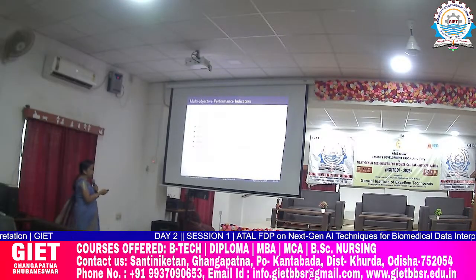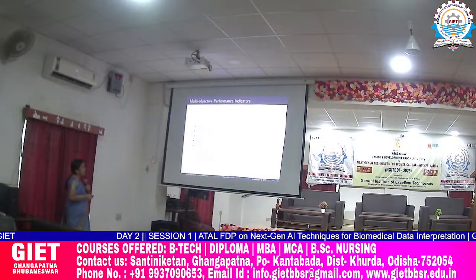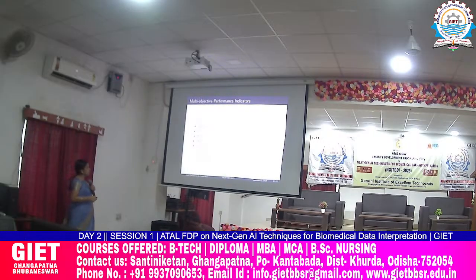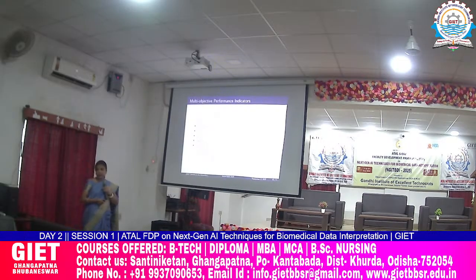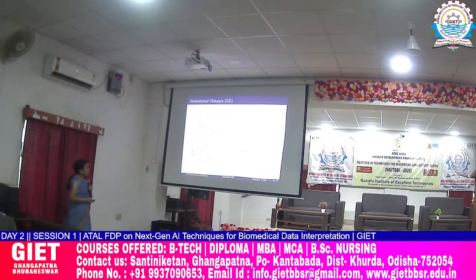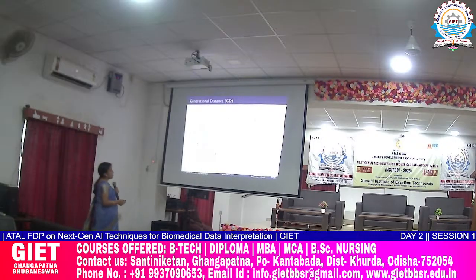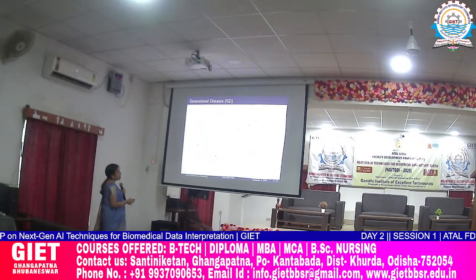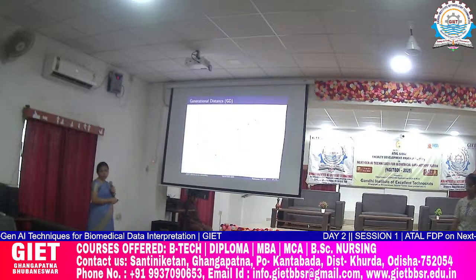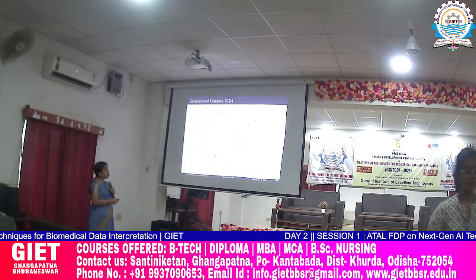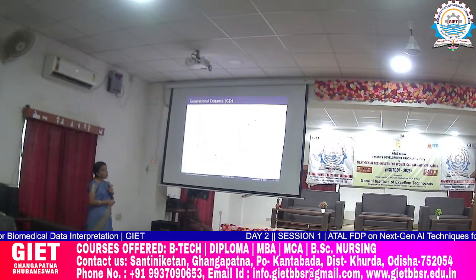For that, these metrics are used: generational distance, IGD (inverted generational distance), hypervolume, spread, and success counting. In detail, generational distance means what? Suppose these two are the generated Pareto fronts. Suppose algorithm A's output is this, and algorithm B's output is this.